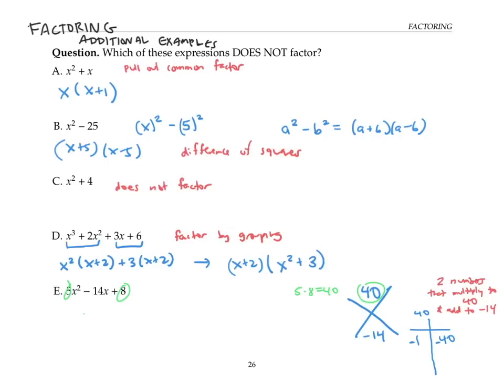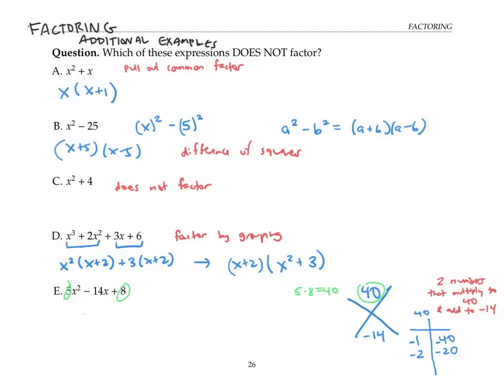So, negative 1 and negative 40, of course, don't work. They don't add to negative 14. They add to negative 41. So let me try some other factors. The next biggest number that divides 40 besides 1 is 2. So I'll try negative 2 and negative 20. Those add to negative 22.